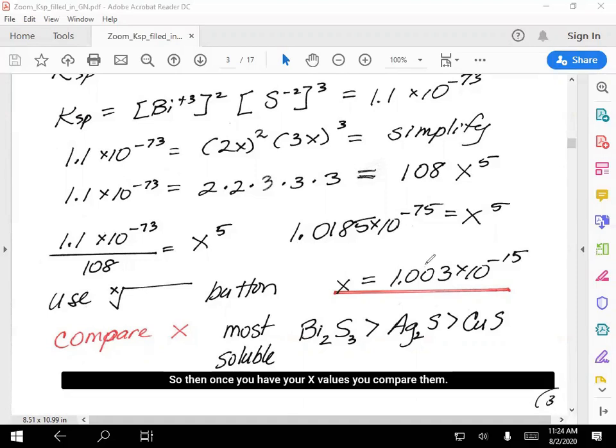So then once you have your x values, you compare them. So in this problem, the most soluble was the bismuth sulfide. That was more soluble than the silver sulfide, which was more soluble than the copper sulfide.